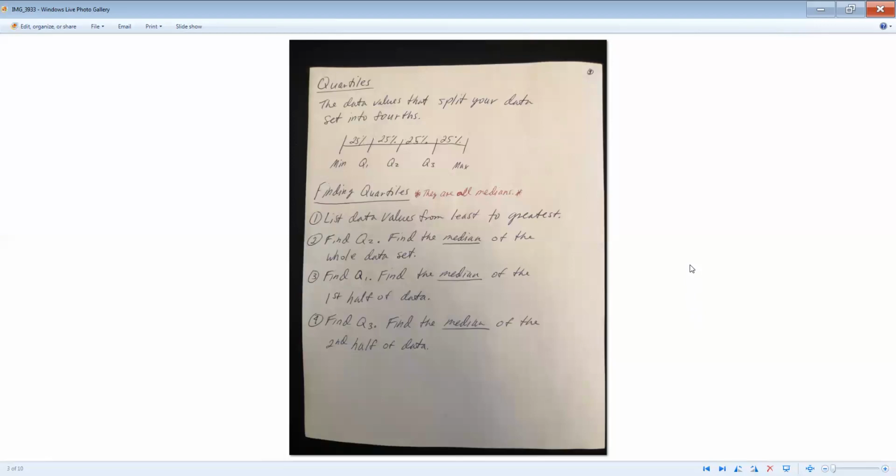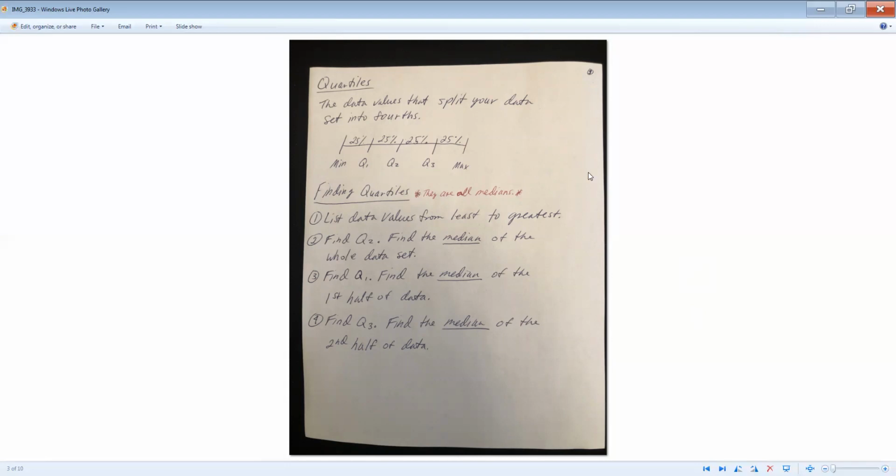The next thing we'll talk about in this video are quartiles. They're data values that split your data set into fourths. So you have your minimum and maximum value as bookends. Then you have Q1, Q2, Q3: quartile 1, quartile 2, and quartile 3.